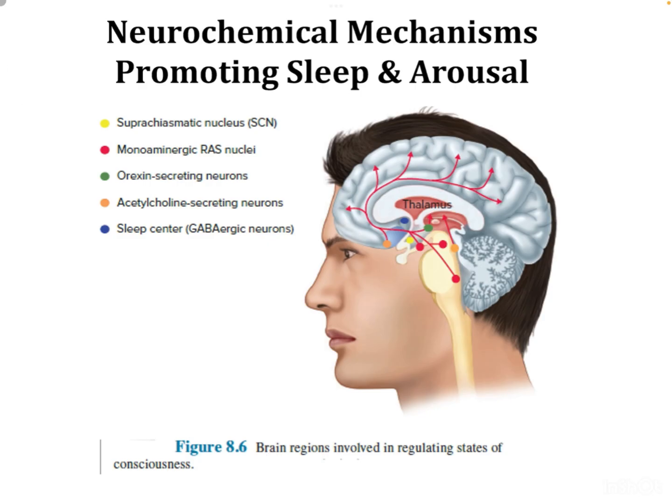These different regions are: the first one is the suprachiasmatic nucleus, that is present in the hypothalamus, the monoaminergic reticular activating system nuclei in the brainstem, orexin secreting neurons in the hypothalamus, acetylcholine secreting neurons in the brainstem, and sleep centers, that is GABAergic neurons present in the hypothalamus.